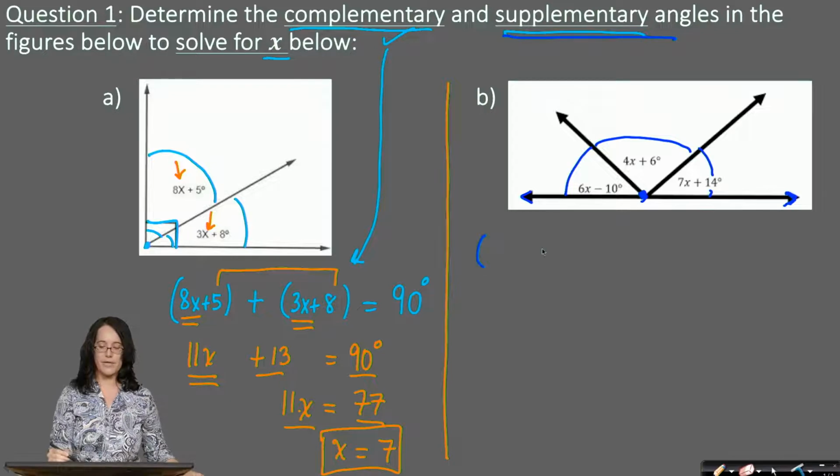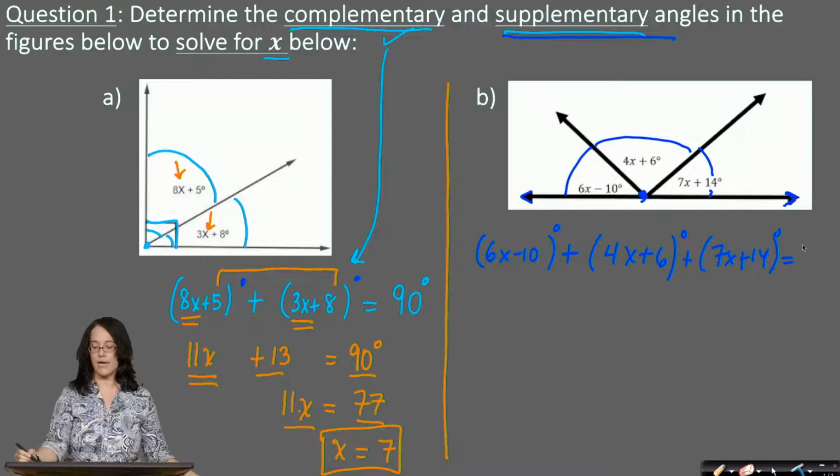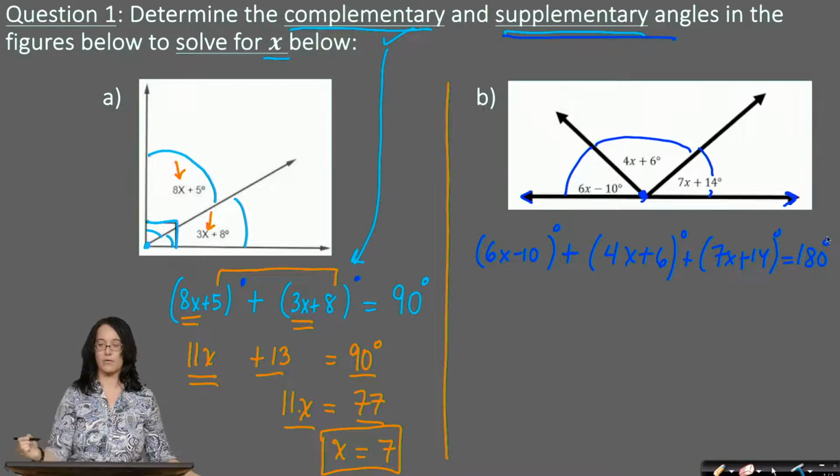Well, we know that the first angular rotation, which was 6x minus 10, when it is added to the next one, which is 4x plus 6, which is being added to the next one, which is 7x plus 14, and when you add up all 3 of those angular rotations, you should create the 180 degree rotation, turning it into a straight line. Okay, so same thing as last time. (These are all technically in degrees.)